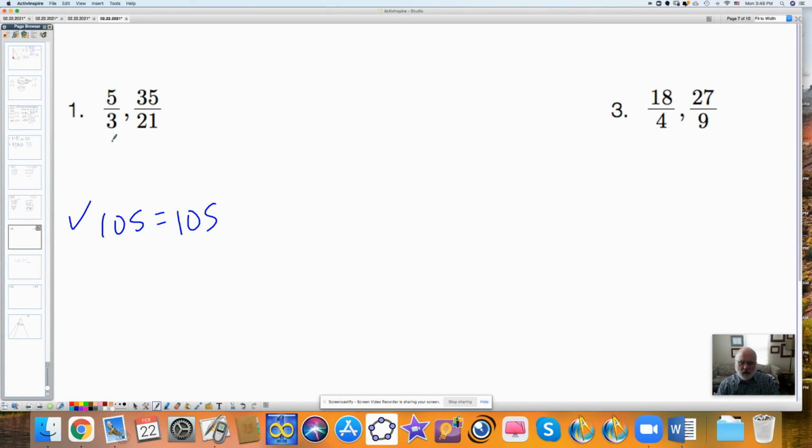I could also say, if I scale this up times 7, and this one up times 7, my 5 times 7 is 35, and 3 times 7 is 21. This works. Here, if I scale 9 up times 3, I would get 27. Do I scale 4 up times 3 and get 18 times 3? No, I don't. These are not proportional. And I can just look at it and see.